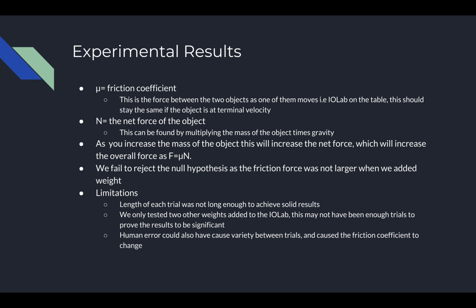F equals μN. We failed to reject our null hypothesis because the friction force was not larger when we added more weight. It decreased instead. This could be due to some of the limitations, which would be the length of each trial was not long enough to achieve solid results, and we only tested 2 other weights added to the IO lab, and this may not have been enough trials to prove the results to be significant, as well as human error, which could have also caused a variety between the trials.